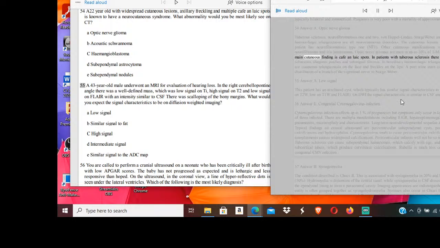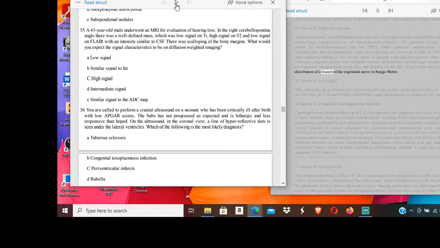In NF2 the main cutaneous finding is cafe au lait spots. In patients with tuberous sclerosis there is adenoma sebaceum, shagreen patches, and subungual fibromas. In hereditary hemorrhagic telangiectasia, there are cutaneous telangiectasia on the face and freckles on the lips. A port wine stain is seen in the distribution of a branch of the trigeminal nerve in Sturge-Weber.